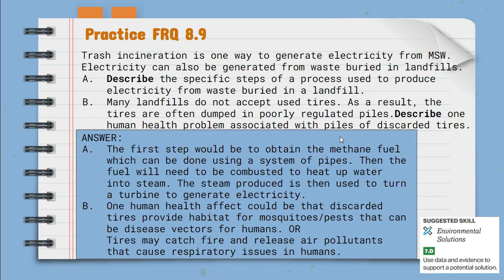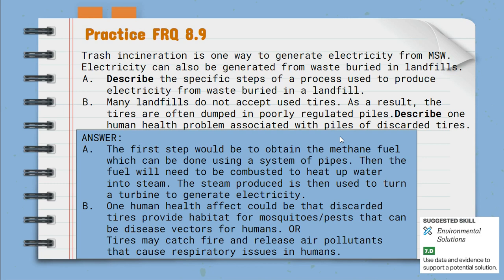So, some of the accepted answers here, guys. In the first one, where it says describe specific steps of a process used to produce electricity from waste, remember we mentioned that landfills, due to decomposition, can produce tremendous amounts of methane, which we know is a greenhouse gas. To obtain that methane fuel, this can be done through a system of collection pipes. That fuel will then be combusted to heat up water, turn that water into steam. That steam is produced and then is used to turn a turbine to generate electricity. So a little throwback to Unit 6.